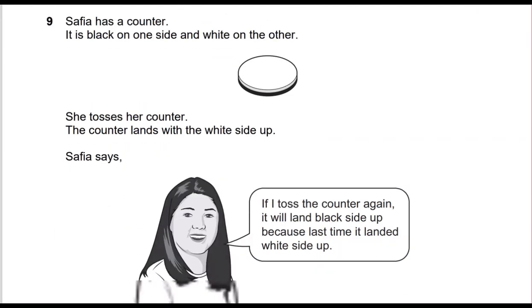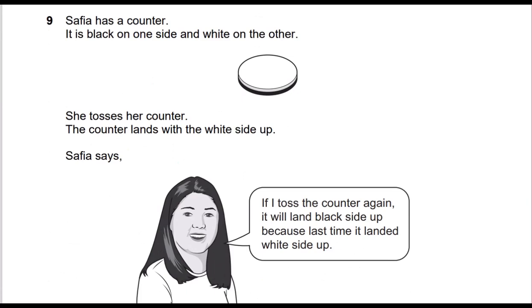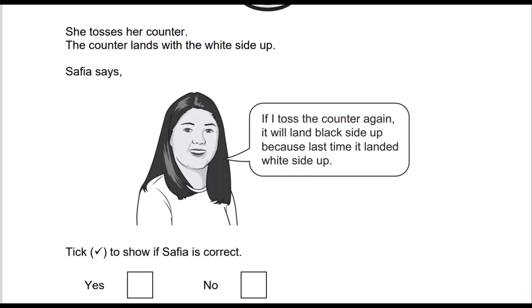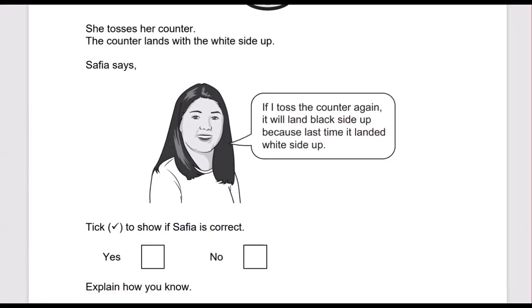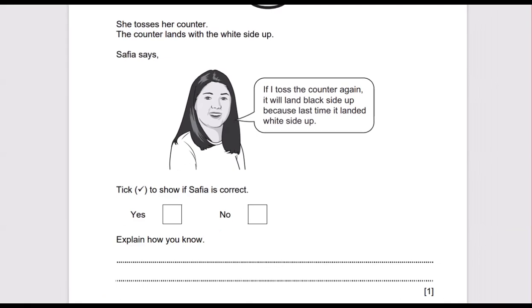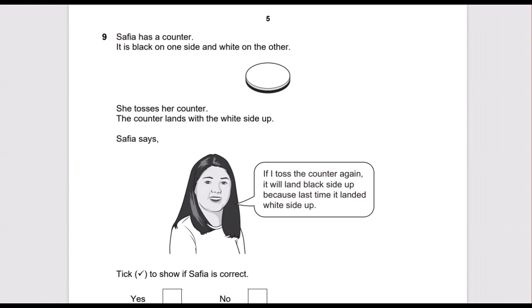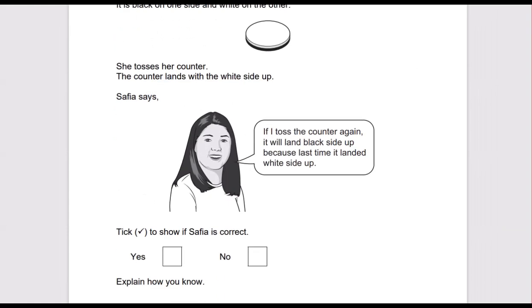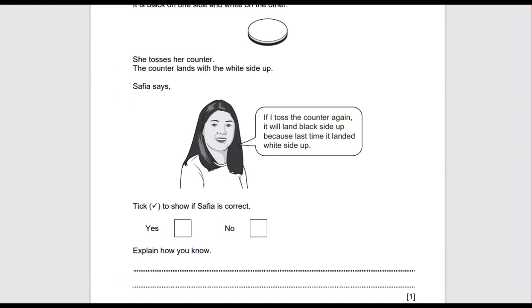Question 9. Sophia has a counter. It has black on one side and white on the other side. Sophia tosses her counter. The counter lands with the white side up. This is white. Now Sophia says, if I toss the counter again, it will land black side up, because last time it landed white side up. Now, the question: tick to show if Sophia is correct or not correct. How do you know? So that will be the question. What do you think is the answer? Yes or no? Come on, give me some ideas and input.